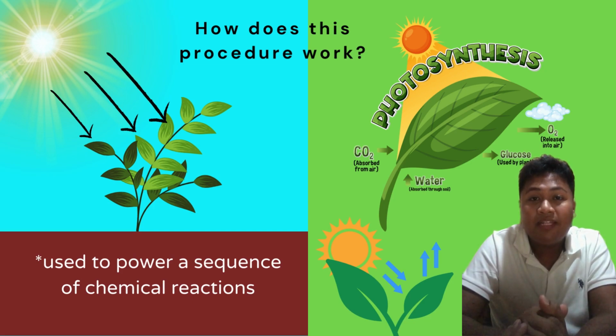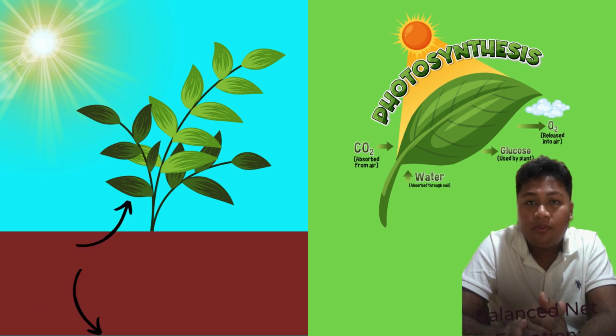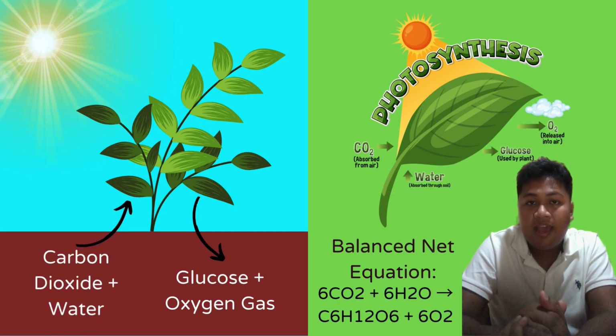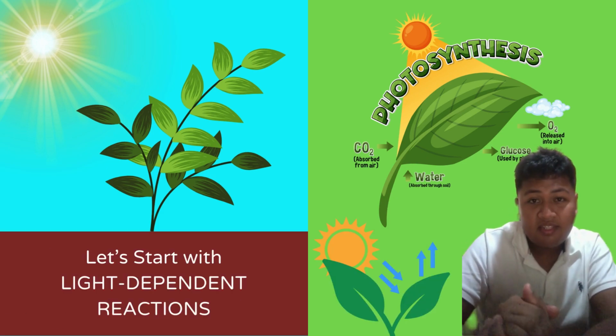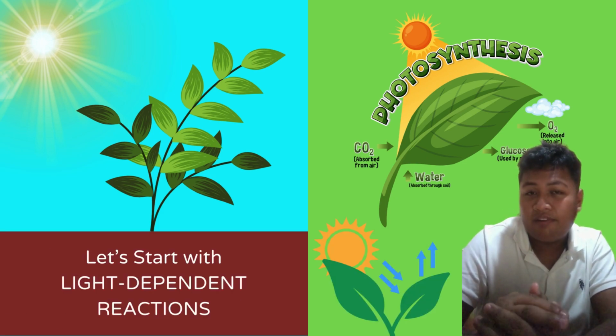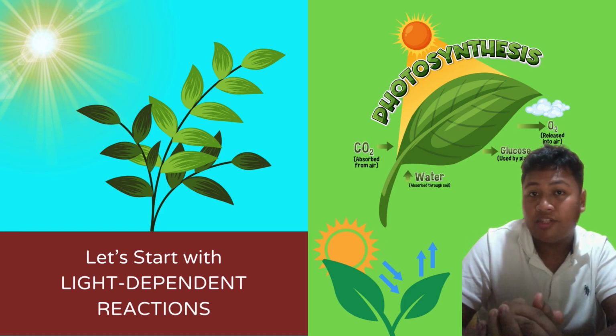To put it briefly, light energy is absorbed by leaves and used to power a sequence of chemical reactions that result in the formation of sugars and other organic compounds. In all, the plant absorbs carbon dioxide and water, which it uses to produce glucose and oxygen gas. So, photosynthesis is divided into two sets of reactions. But first, let's start with the light-dependent reaction.